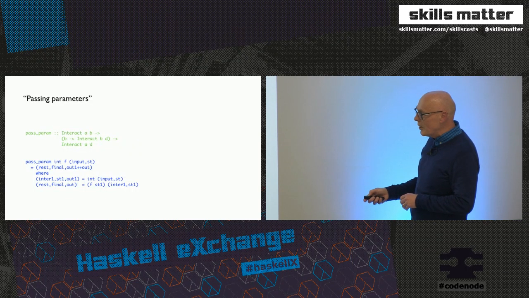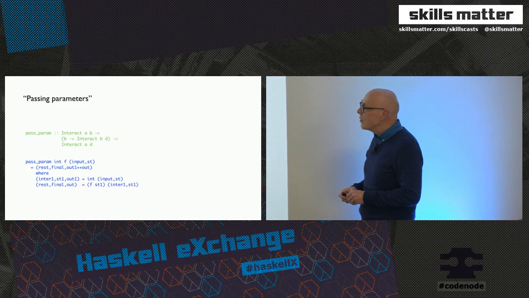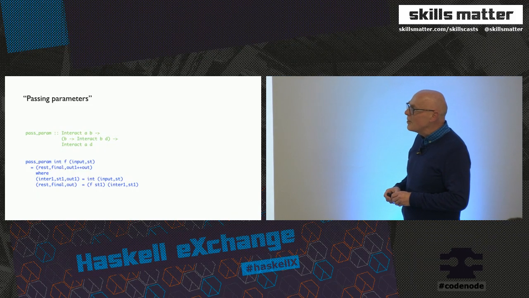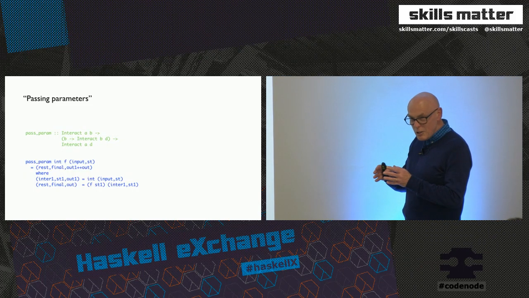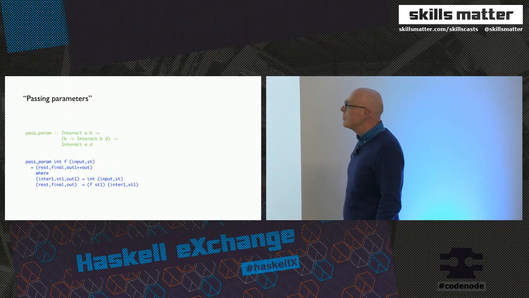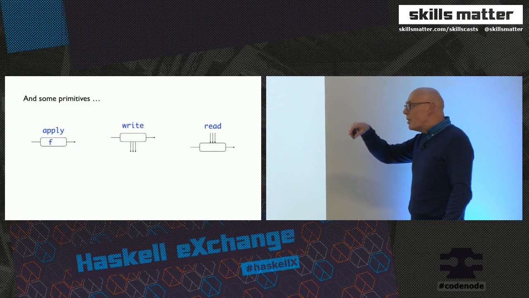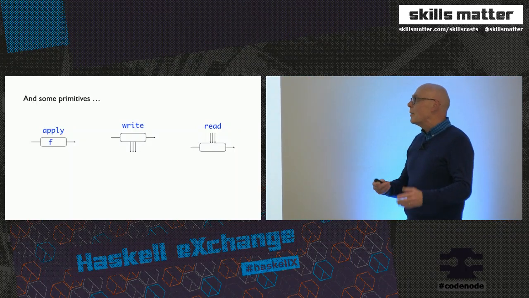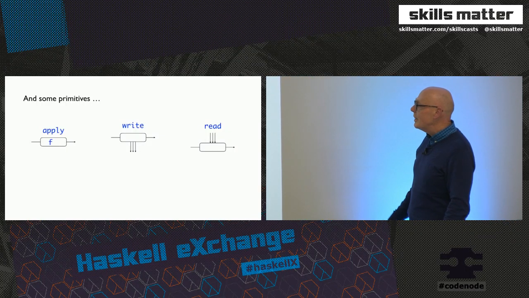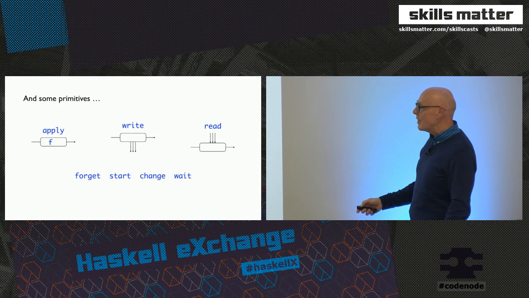You get the new state back from here, and you just apply it in that clause. But it was this rather odd. So it was here you could begin to see a bit of this monadic stuff appearing. And there are some primitives. You get a primitive which is map, effectively, and you get writing and reading, and some other things like forgetting the state and starting with a new state, and changing state and waiting.